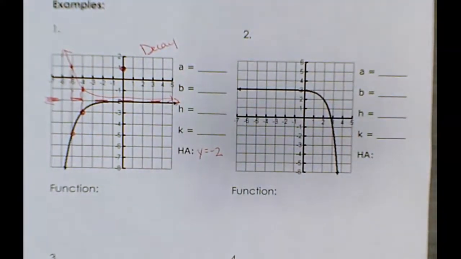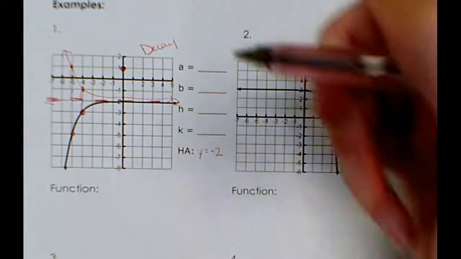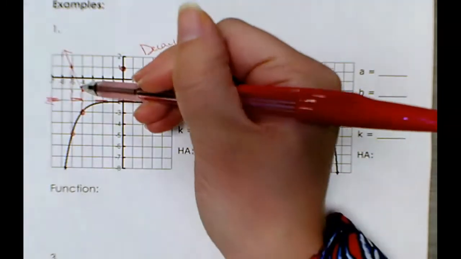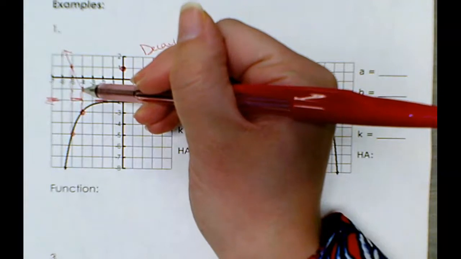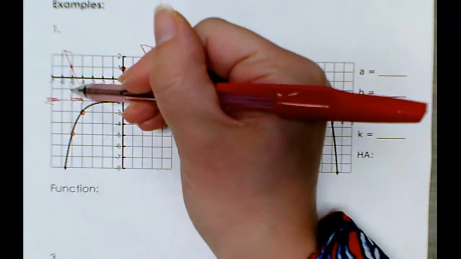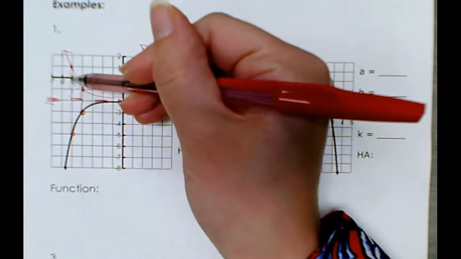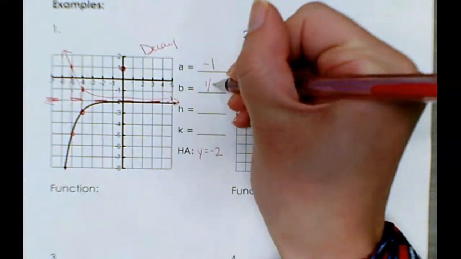The decay function had been reflected over the x-axis, so a's value is -1. The b value, the base, comes from going, because it's decay, from that initial value over to the left one and counting the distance between the asymptote and the graph. So 1, 2, 3. That value is 1/3.